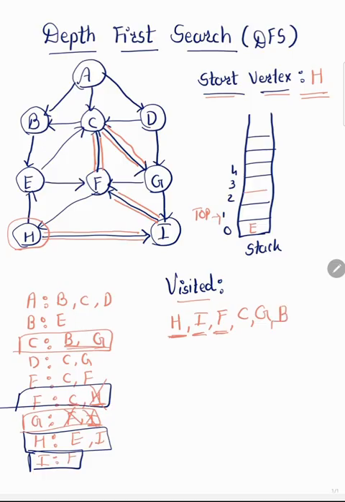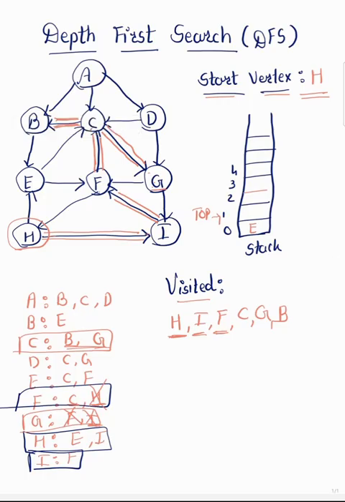So we started from H, we went to I, then F, then C, then G. After this G, there is no way ahead, because if I go to F, that is already visited. If I go to G, that is already visited. So what I am doing, I am backtracking. I again go from G to C, and from C I am visiting this B, right?